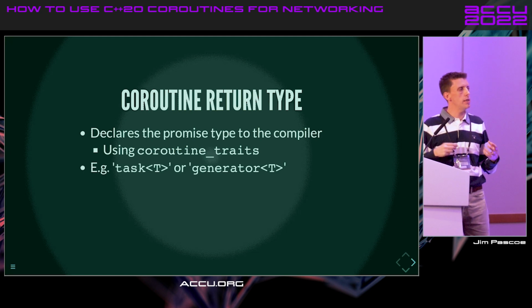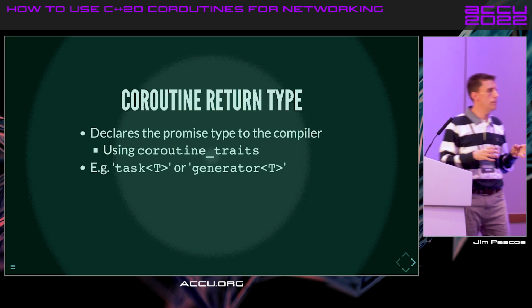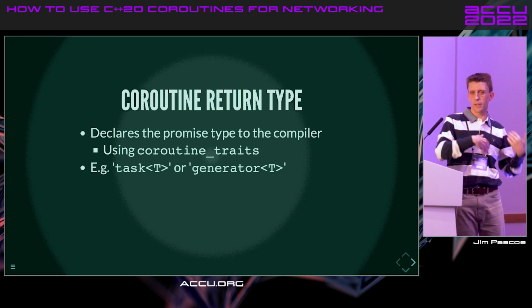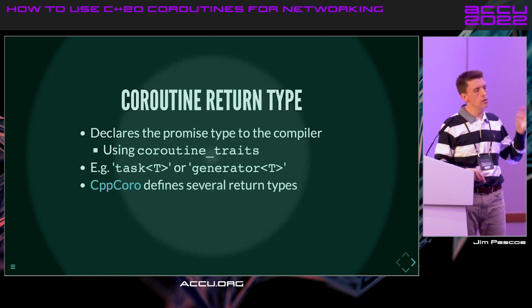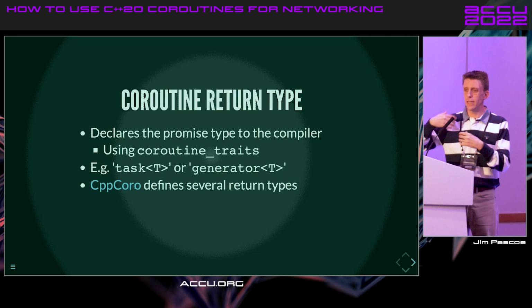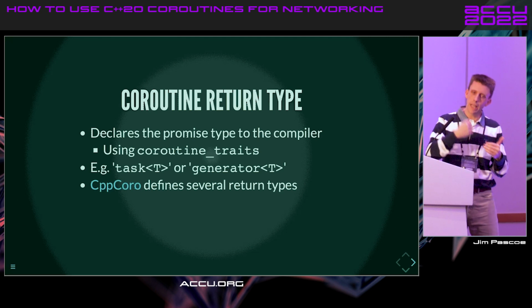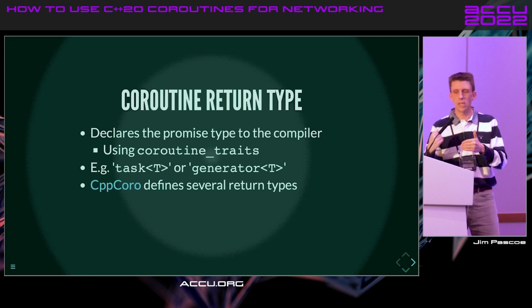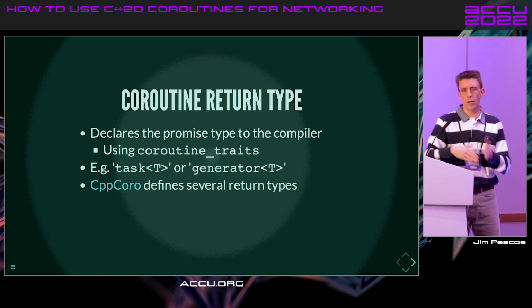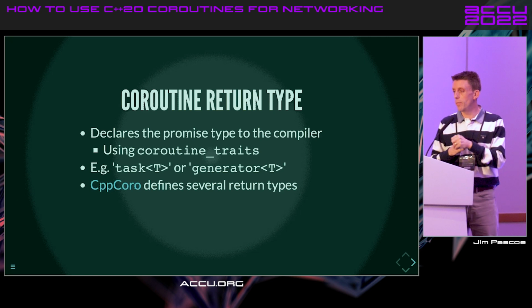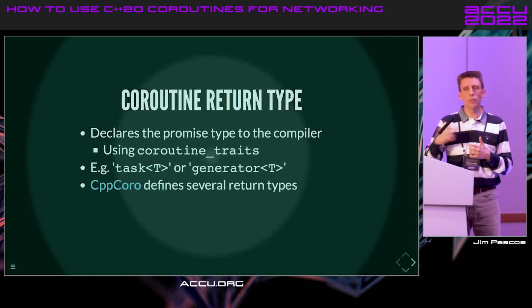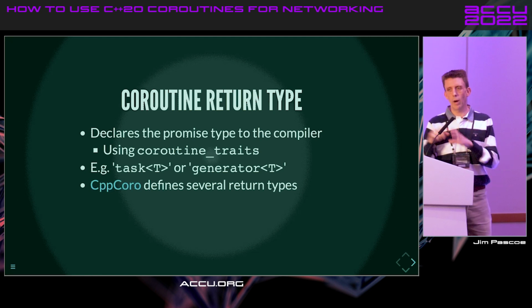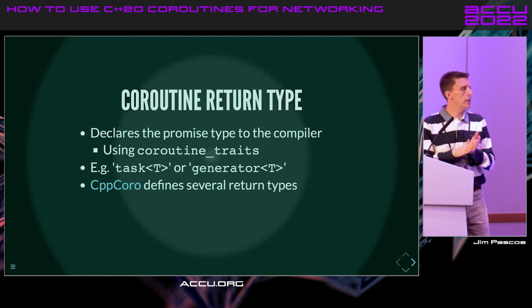You do that using coroutine traits. You'll see examples of this in the literature, and they're generally referred to with names like task and generator. CppCoro has lots of these. And the idea, certainly at the point of C++20, is to get these kinds of types into the standard library as well, so that the user doesn't have to write them. That's quite interesting as to where that process has got, which we'll get to in a bit.